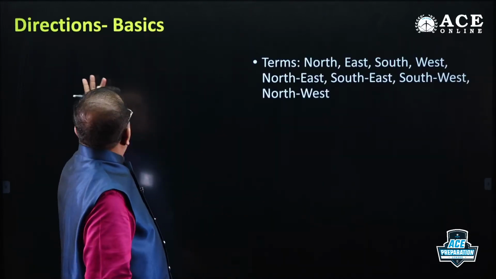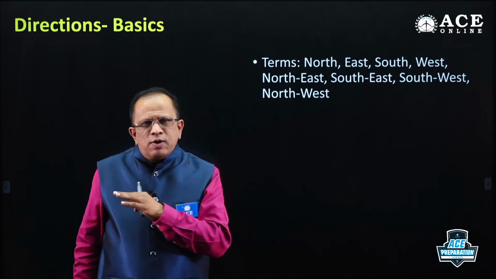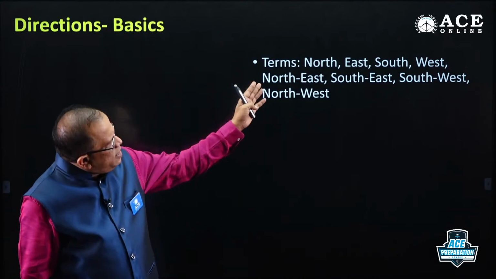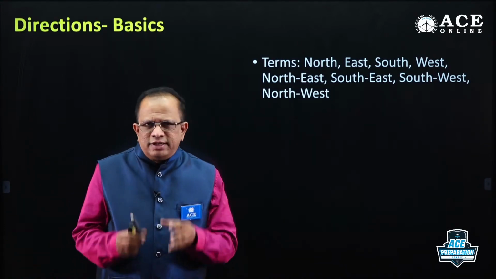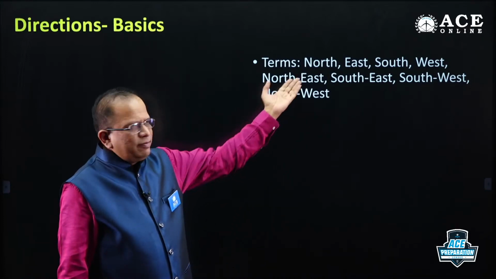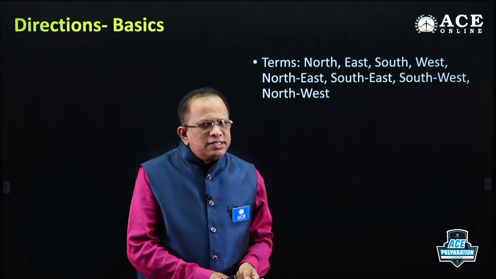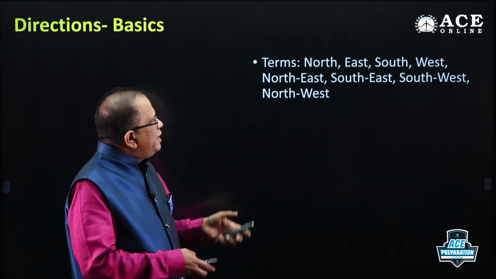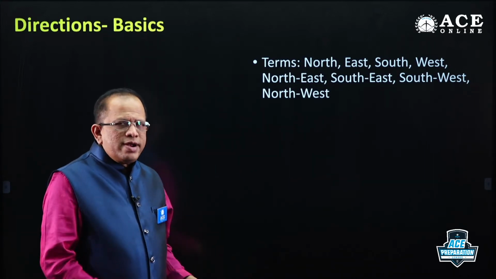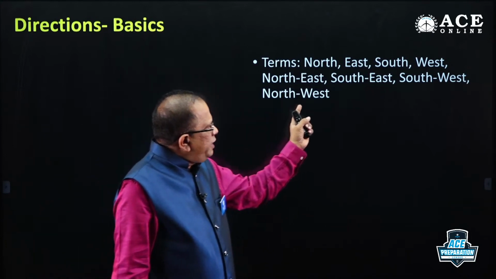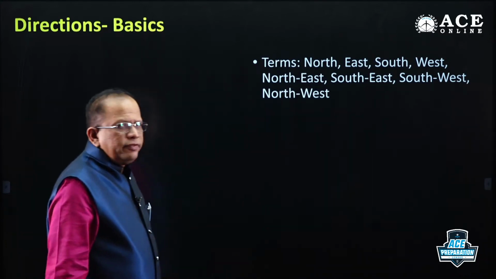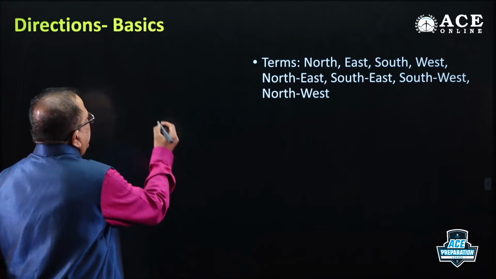Next one, we try to see the basics of this particular concept. Terms. What terms normally do they use in this topic? They use the four directions: north, east, south, west. You know them. Then in addition to that, we have four more directions. What are they? Northeast, southeast, southwest, northwest, etc. So this is north.